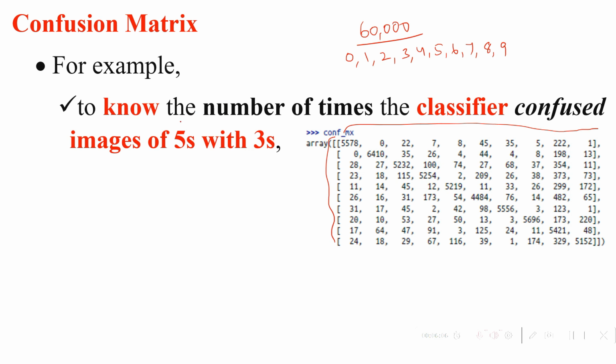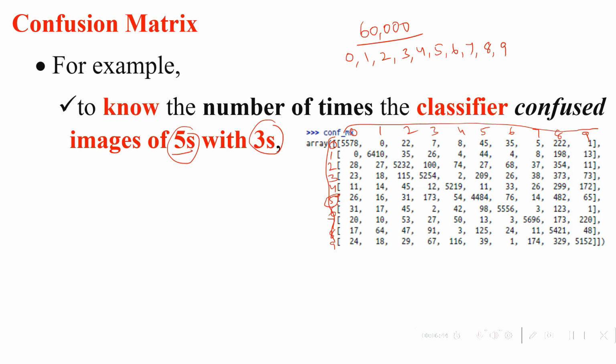Now, for example, to know the number of times the classifier confused an image of class 5 with class 3, we look at the actual class labels 0 to 9, which are the index of the matrix, and the predicted class labels 0 to 9. Here, the actual class label is 5.